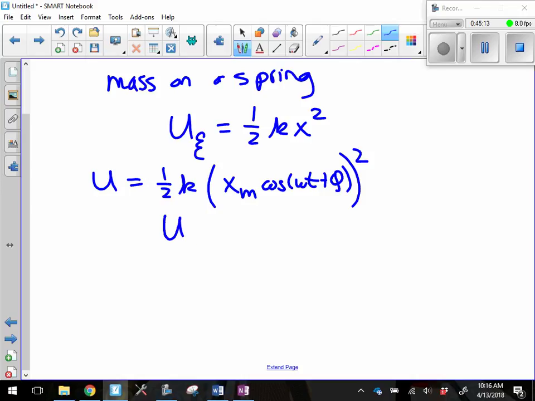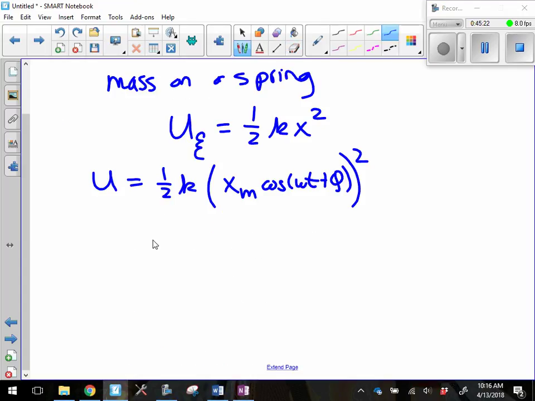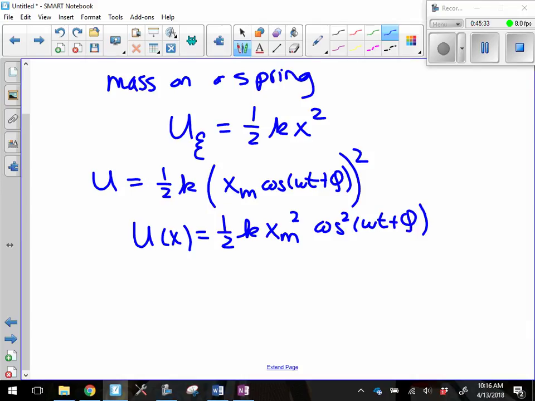So again, I could say that U of x is going to be 1/2 k x_m squared cosine squared(omega t plus phi). Right?